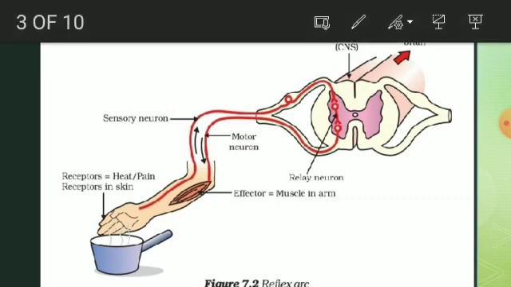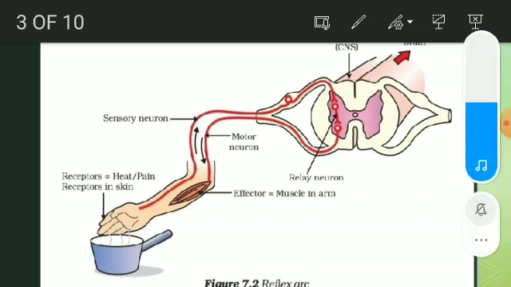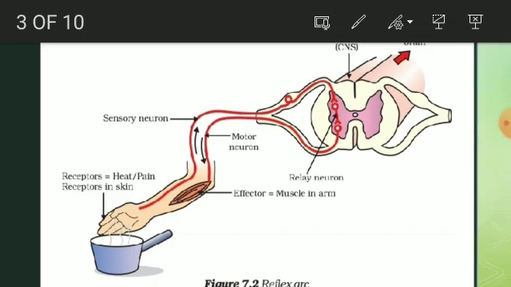You know where the spinal cord is? The spinal cord is inside the vertebral column, that is, in the backbone. And in this spinal cord, you see that spinal nerves are originating from it. This spinal nerve which goes to the hand is shown.